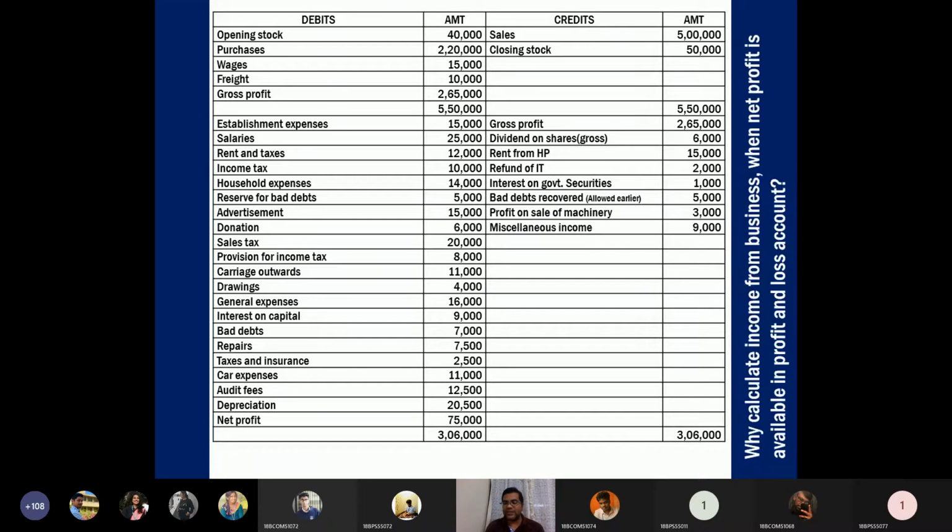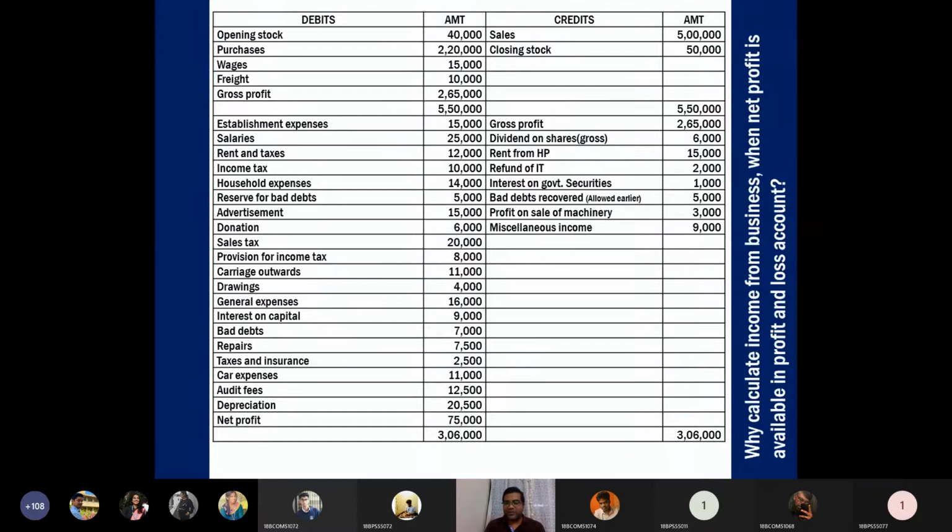Let me remind you once again that we are studying income tax of individuals. We are not studying income tax of companies, partnership firm, local authority, association of person, body of individuals. We are studying only income tax of individuals. So whatever we study is from the perspective of an individual. So when we say individual run business, it is nothing but sole proprietorship.